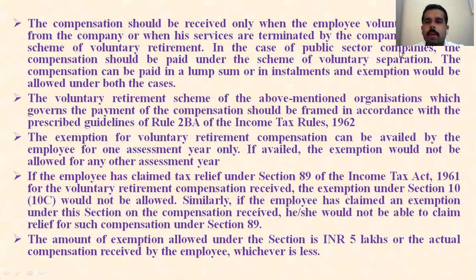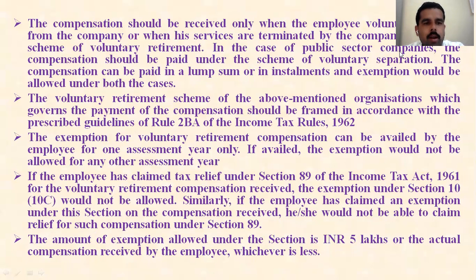In case of public sector companies, the compensation should be paid under the scheme of voluntary separation. The compensation can be paid in lump sum or in installments, and exemption would be allowed in both cases. Sometimes what happens is that the company does not have sufficient amount at the time of voluntary retirement, then the amount will be paid to them on an installment basis, or sometimes they pay in lump sum also. But both these amounts are fully exempted in both cases.